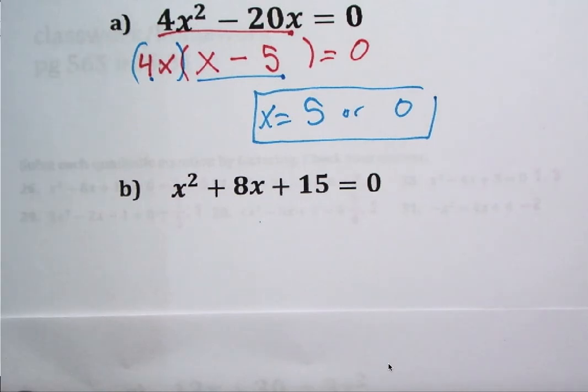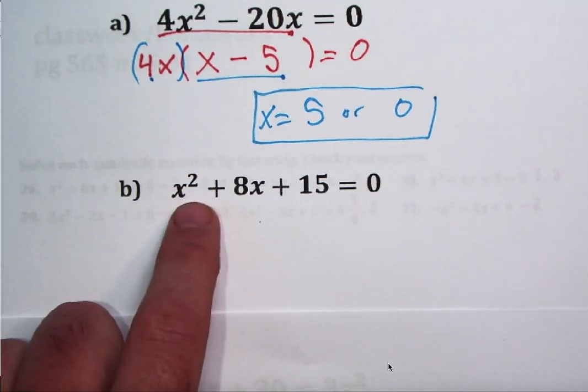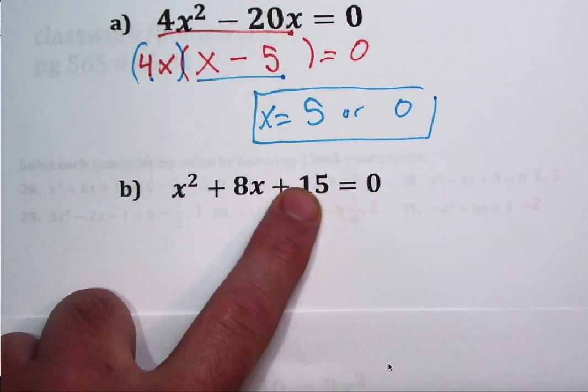Okay, next one. We want to solve for x. We want to figure out what number squared plus 8 times a number plus 15 equals 0.